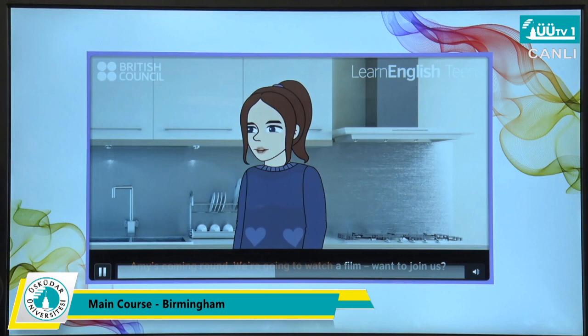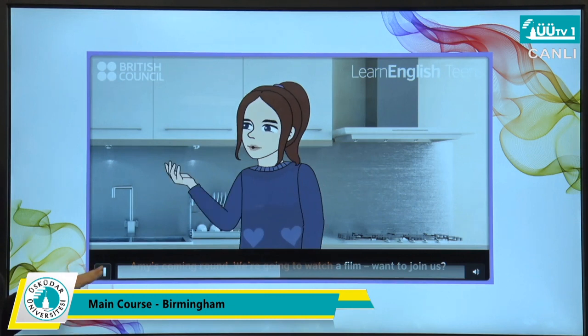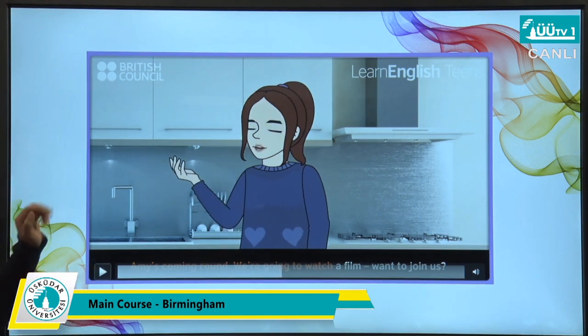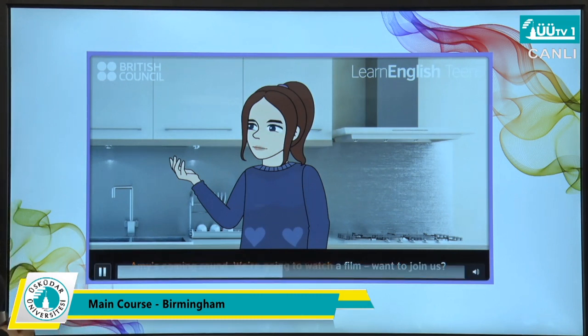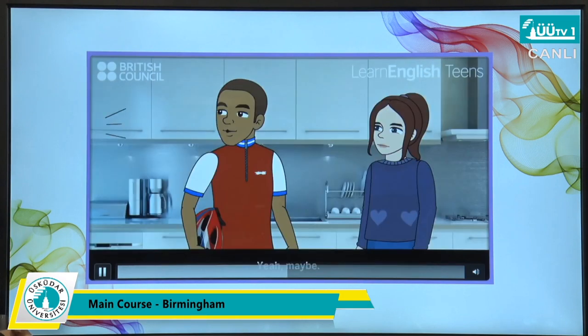Amy's coming round. We're going to watch a film. So, her friend is coming around in the near future. Maybe she is on her way. So, present continuous. We are going to watch a film. Want to join us? They have planned that they are going to watch a movie together when she arrives. Yeah, maybe.